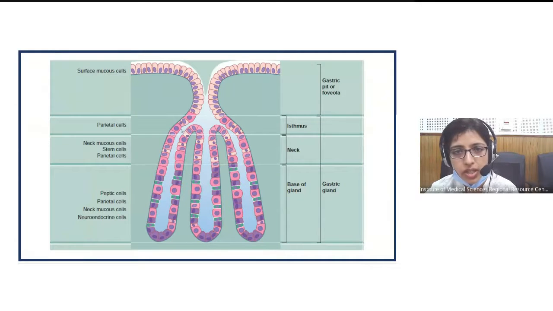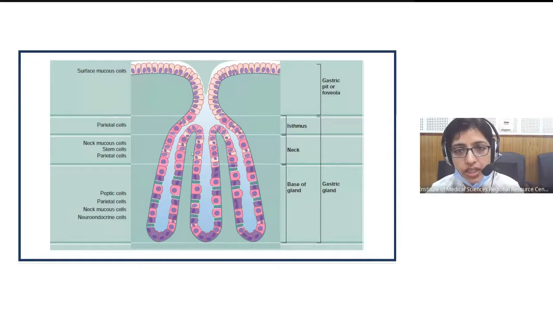Then we have the region of the isthmus, and the predominant cell type in the isthmus is the parietal cell. What is a parietal cell? A parietal cell is a polygonal cell that has abundant eosinophilic cytoplasm, and this is the cell that is primarily responsible for the secretion of hydrochloric acid, and is responsible for the acidic pH of the gastric lumen. We also have some mucus cells in this region.